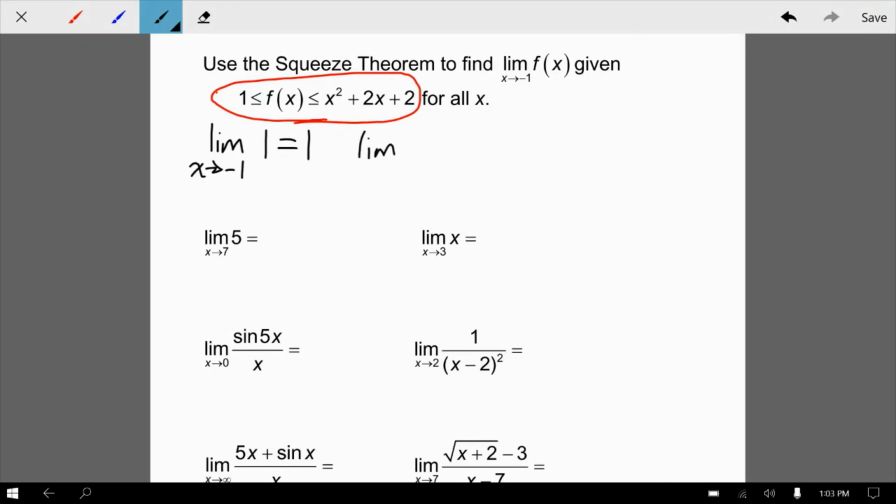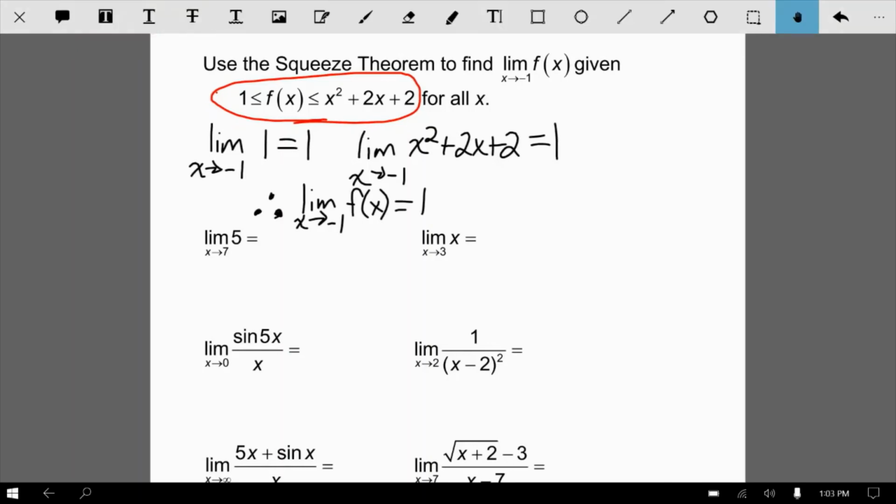If I took the limit as x approaches -1 of x squared plus 2x plus 2, well, think about -1 plugged into that. I'm going to get 1 minus 2 plus 2. That's going to give me 1. Well, those two limits were the same. Those were the limits of my boundary functions. So since that's true, I can say therefore, that's how we write therefore in shorthand for math, the limit as x approaches -1 of f of x is going to be equal to 1. Okay, so pretty simple to do.